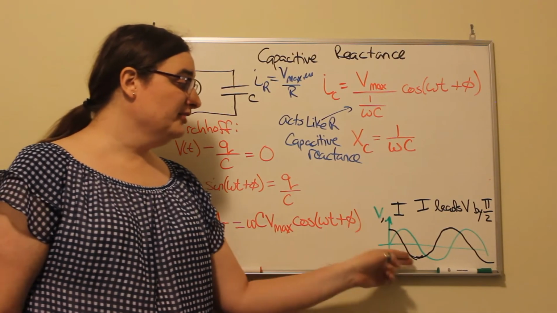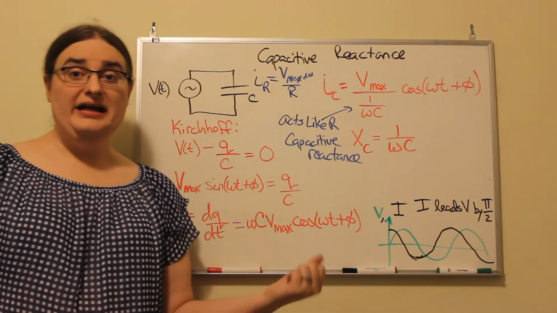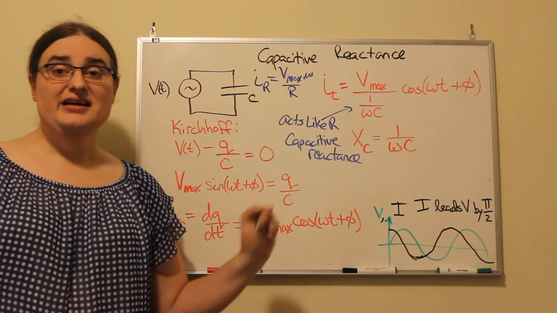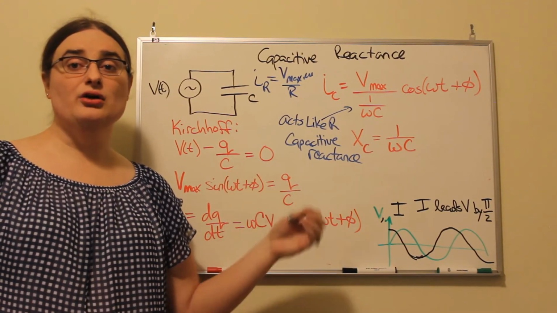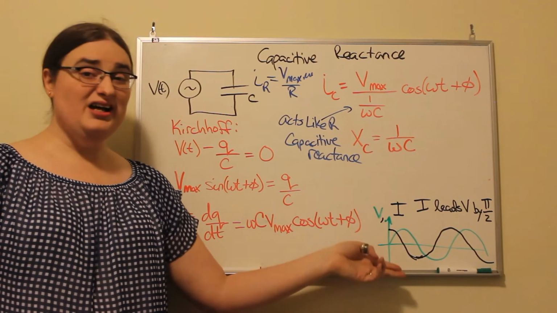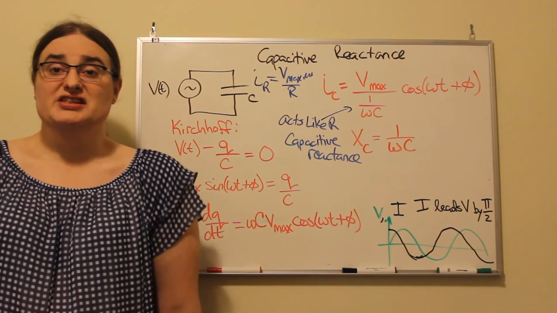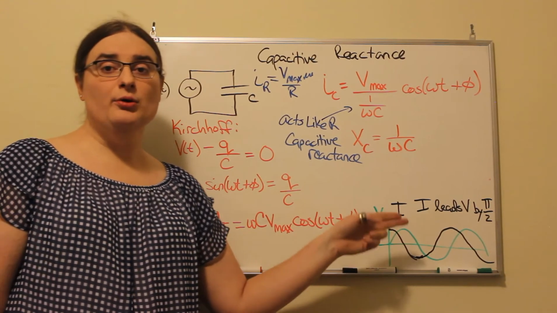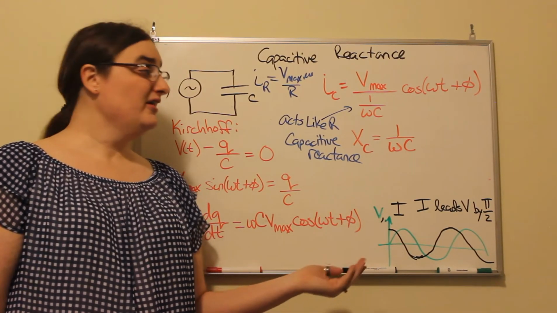And if I multiply current and voltage together, I get the sine times the cosine, which through trig identities is the sine of 2 times my angle over 2. Well, that's just a sine function, and the average of a sine function in time is 0. So the average power delivered to a capacitor is 0.